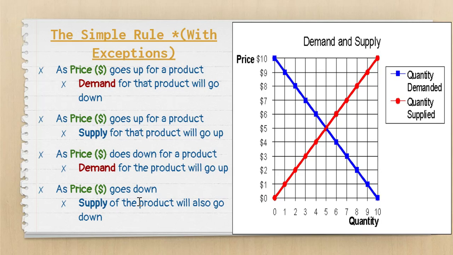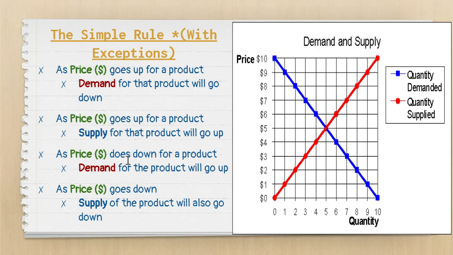Now let's look at if price goes down. So again, let's say you own a gas station and you decide, you know what? We're going to have a sale on gasoline. We're only going to charge $2 per gallon. Well, that's pretty cheap in most places. So let's try to see what will happen to the demand.